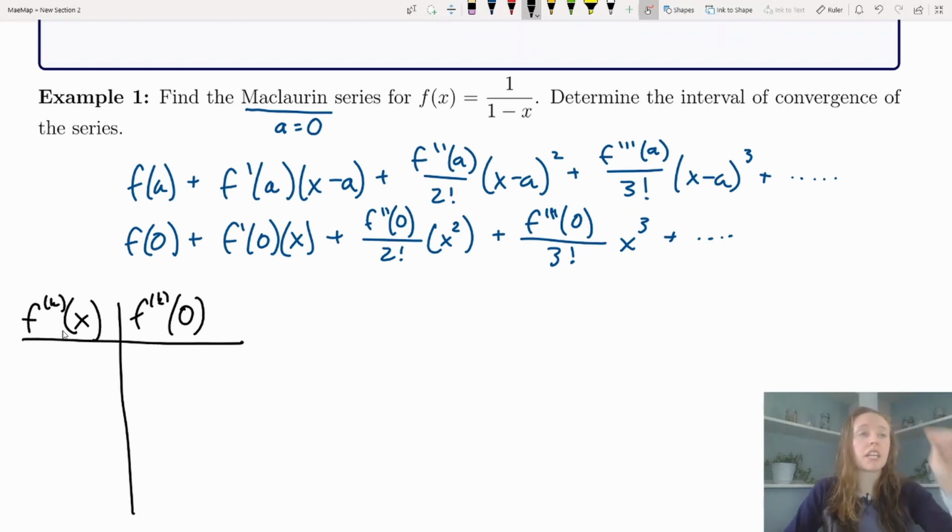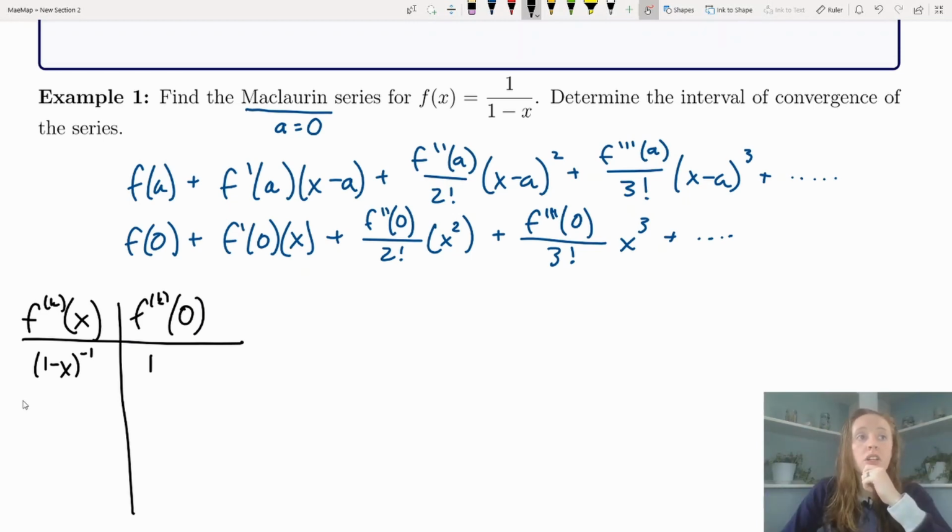So if I'm just looking at, I'm not taking the derivative, just my original function. That is 1 over 1 minus x, which I'll go ahead and write as 1 minus x to the -1. Plugging in an a value of 0 for x, we get 1 minus 0, which is 1. 1 to the -1 is 1, because that's like 1 over 1.